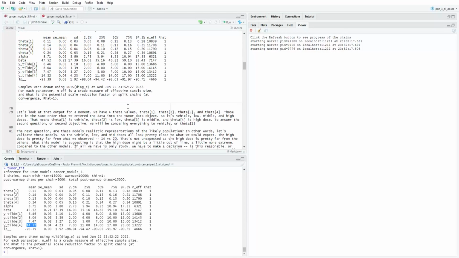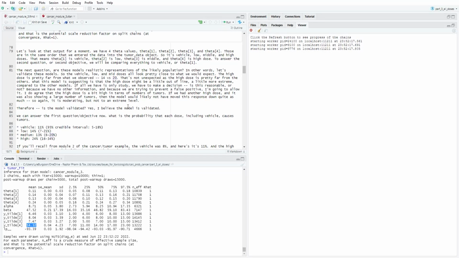Okay, so we did all that. I explain it here in great gory detail, so feel free to read it. But I knew that there was going to be moderation, especially on the high dose end. I was expecting that, and so I'm not at all concerned about the fact that this came out to 14, given that for vehicle, low, and medium, these are all pretty well spot on. So I really don't have too many complaints. I think the model is validated based on our observations, and so we're going to move forward.